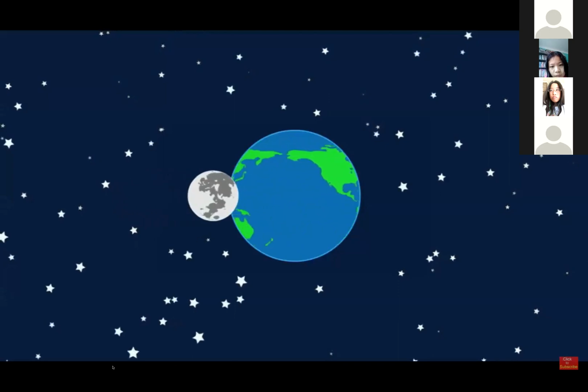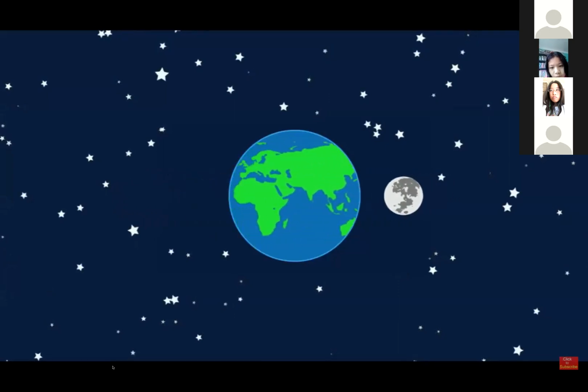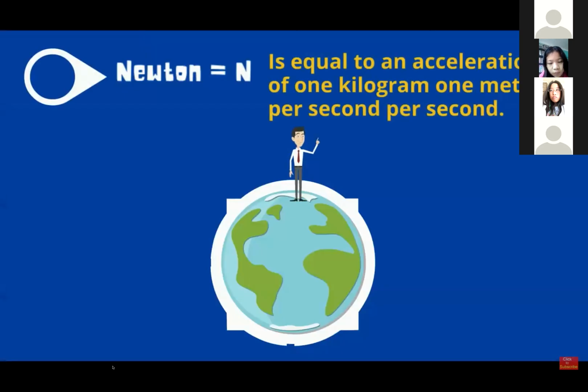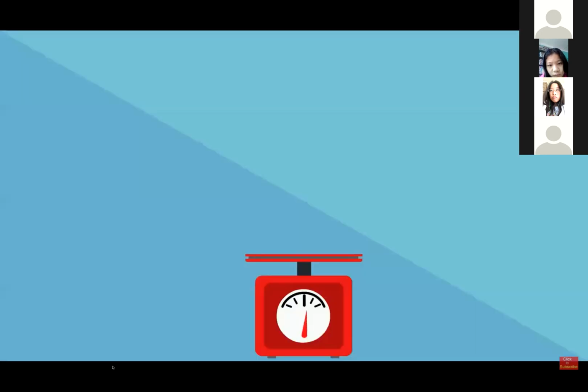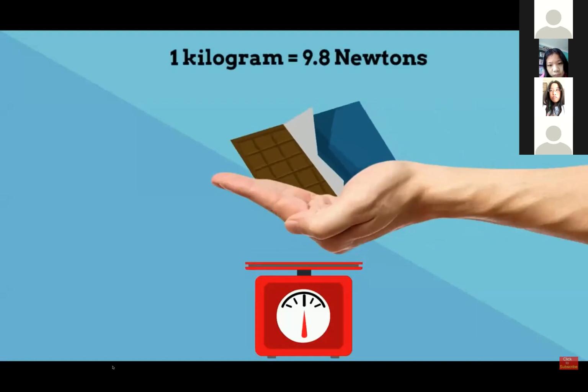Gravity is a force, and therefore weight technically should be measured in newtons. A newton is equal to the force needed to accelerate 1 kilogram at 1 meter per second squared. For an example, let's take an object with a mass of 1 kilogram. It has a weight of about 9.8 newtons on the surface of the Earth. But here's where it may get a little confusing.